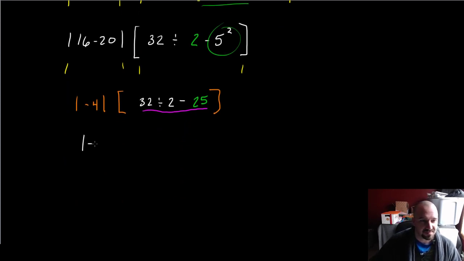So I've got this absolute value of -4. If you wish to call that 4 now, you can go ahead and do so. This comes down. All of that stuff gets done. 32 divided by 2 is 16. 16 minus 25 is -9.